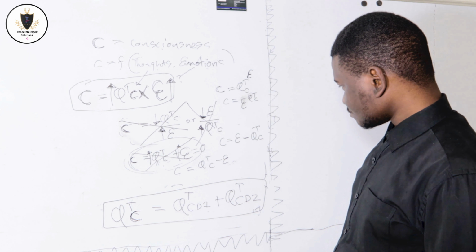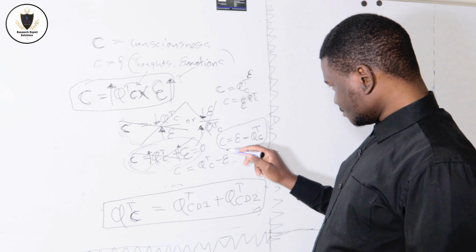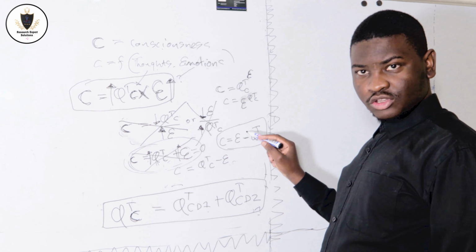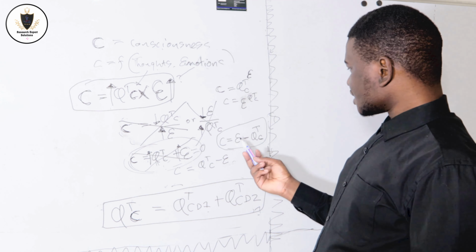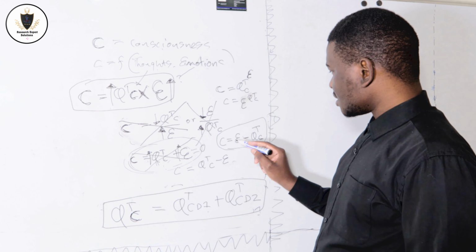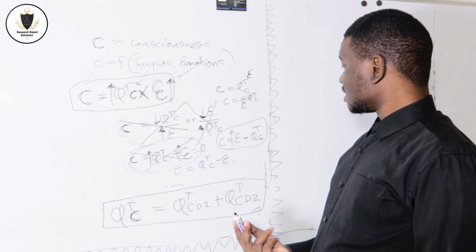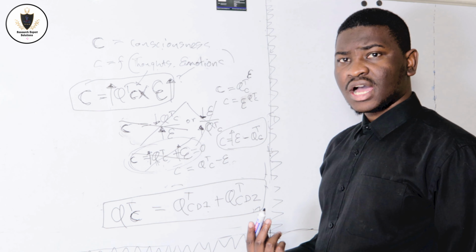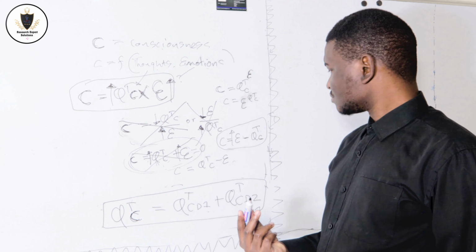Then we can try out this other way, where the consciousness is equal to the difference between your emotions and your thoughts. Does this make sense? For example, the more that you are feeling something, the less that the thoughts associated with those emotions become.